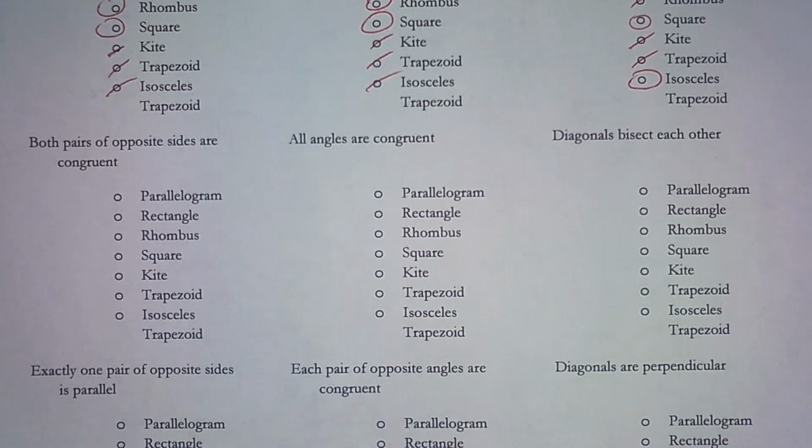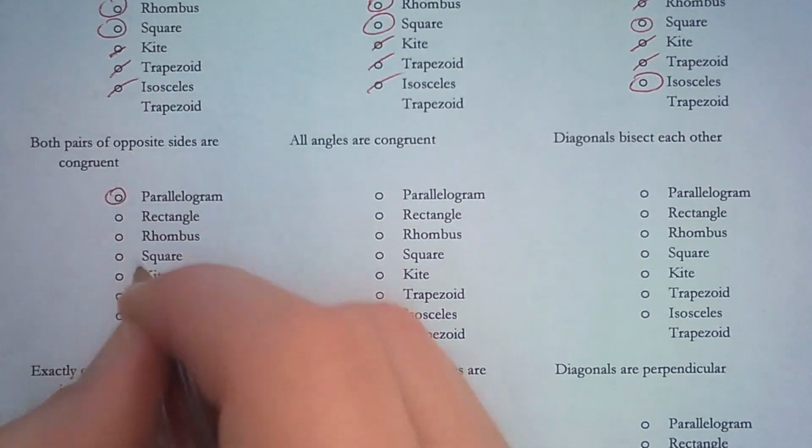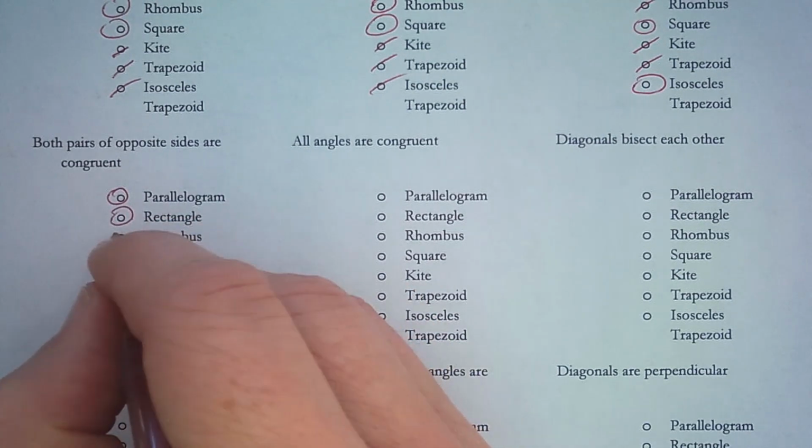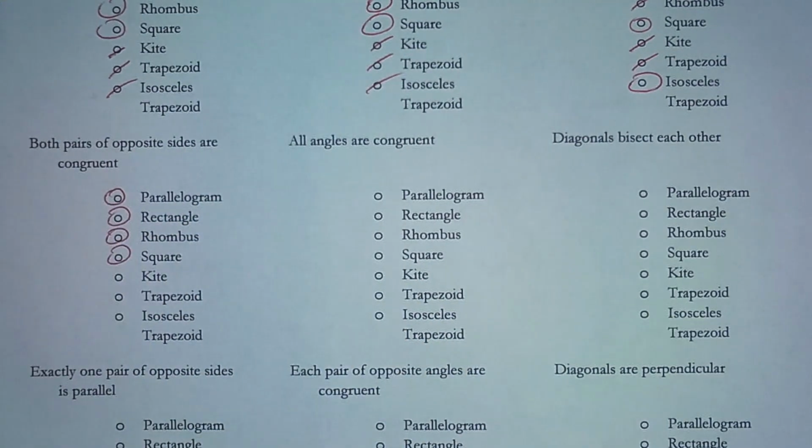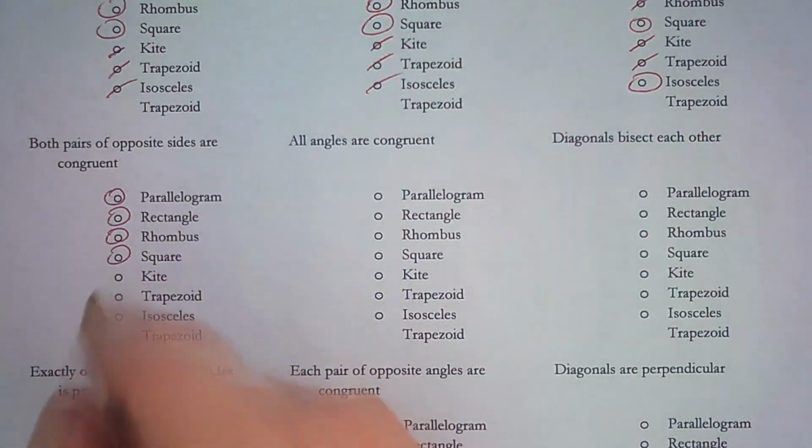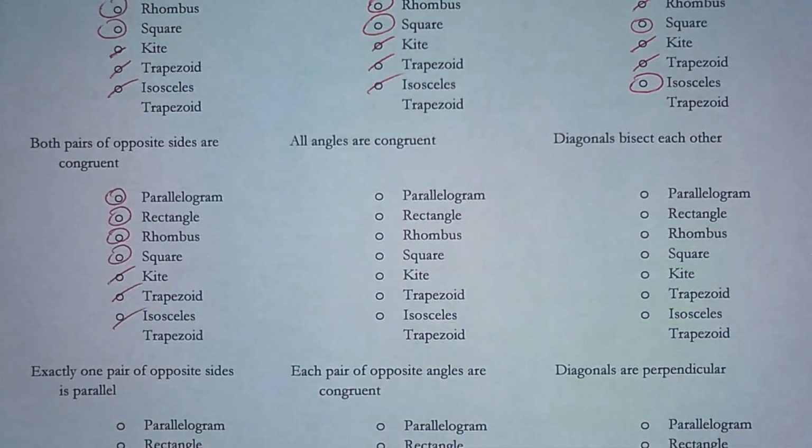Both pairs of opposite sides are congruent. That is definitely true of a parallelogram and all types of parallelograms, rectangle, rhombus, and square. Both pairs of opposite sides congruent in a kite, trapezoid, isosceles trapezoid, those are all three a no.